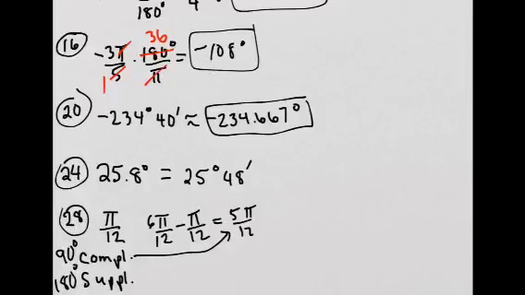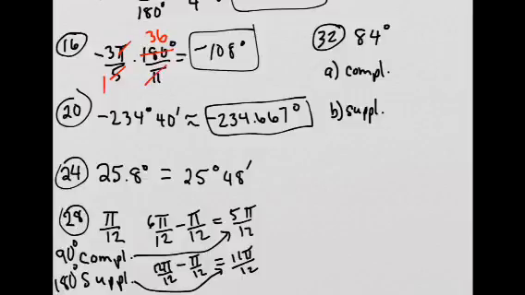For supplementary, we take pi minus pi over 12, so that's 12 over 12, right? That's pi. So that's 11 pi over 12. And that's the supplement to pi over 12. Okay, so 32 is in degrees, and they want the complementary and supplementary angle to 84 degrees. So for complementary, we take 90 minus 84, so that's 6 degrees. And for supplementary, we take 180 minus 84, and that's going to be 96 degrees.